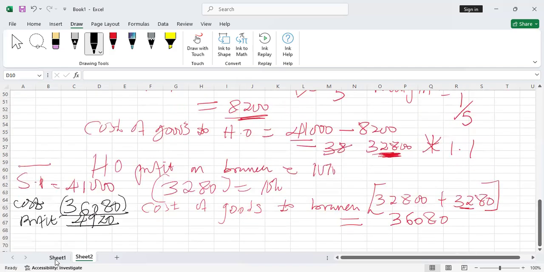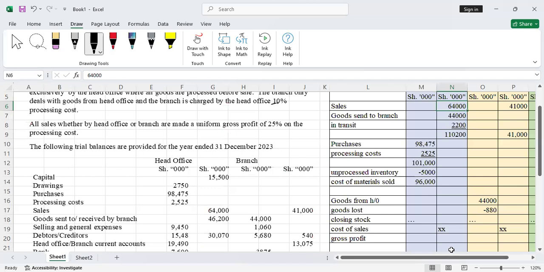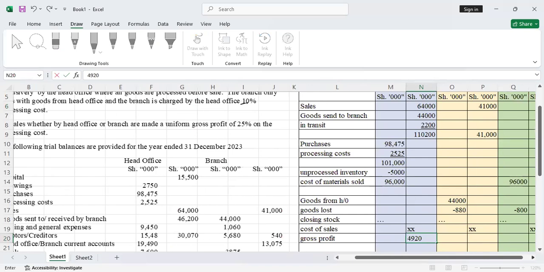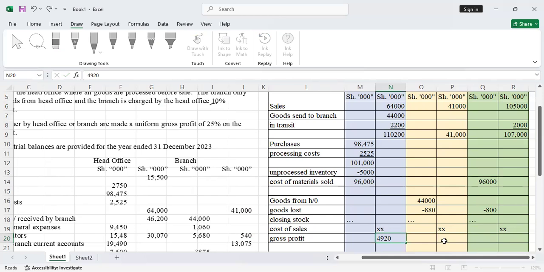49.20 and 17,000. So look at the way we are going to work here. We are going to get 49.20 as the gross profit of the branch, not that way. The branch is the one that is making 49.20. The head office is making 17,000. Si ndio hivyo?